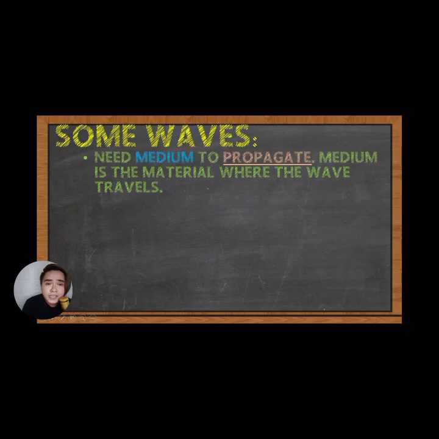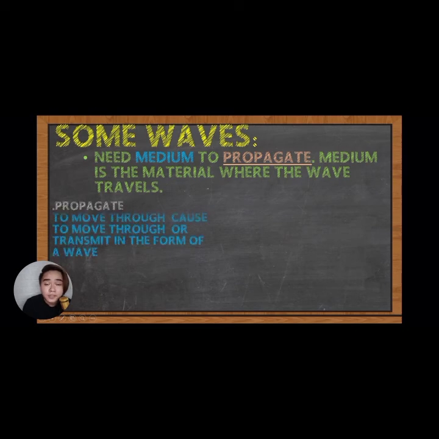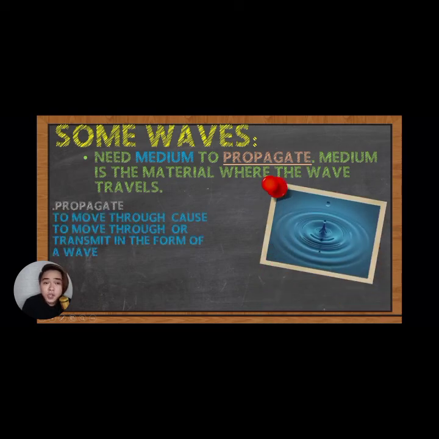Some waves need a medium to propagate. Medium is the material where the wave travels. Propagate means to go through or to move through or transmit in the form of a wave. And these waves are called mechanical waves.